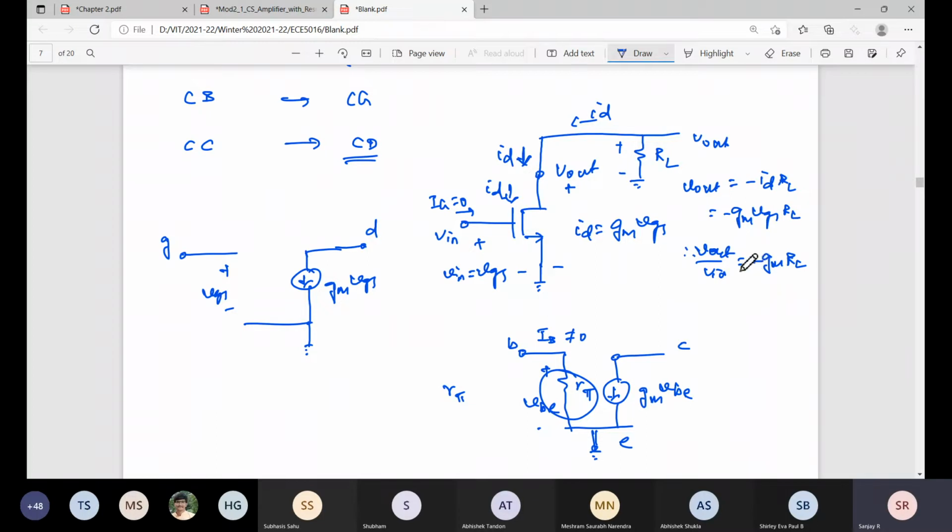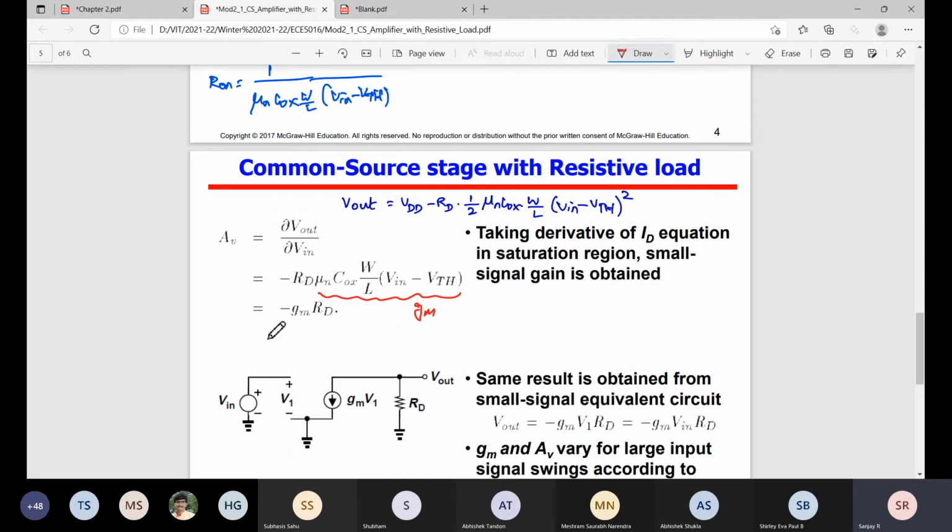That means if you apply a sine wave, the output will become minus sine. You apply a cos wave, the output will become minus cos. A 180 degree phase shift will be there, that means plus or minus pi. Pi means 180 degree phase shift. So the common source amplifier is an inverting amplifier. The negative sign indicates an inverting amplifier, and the magnitude of the gain is GM RD.